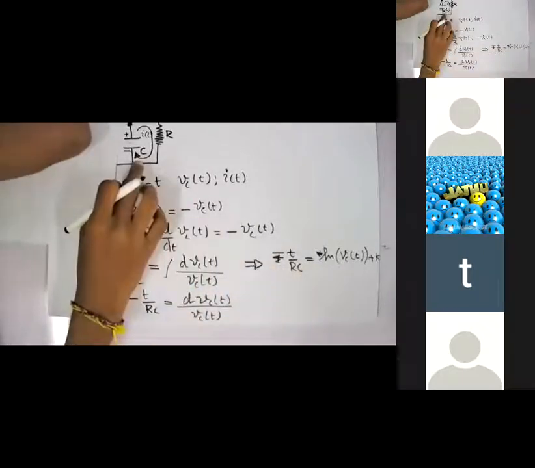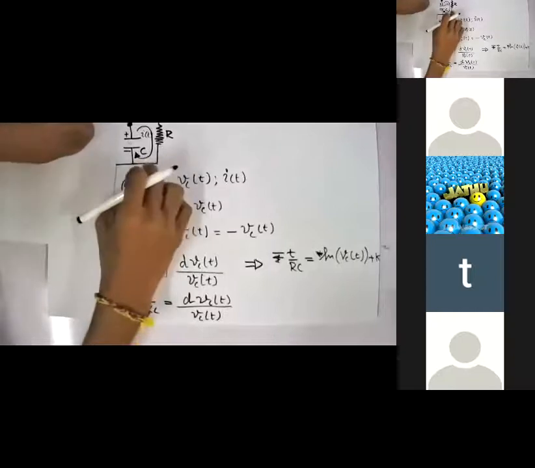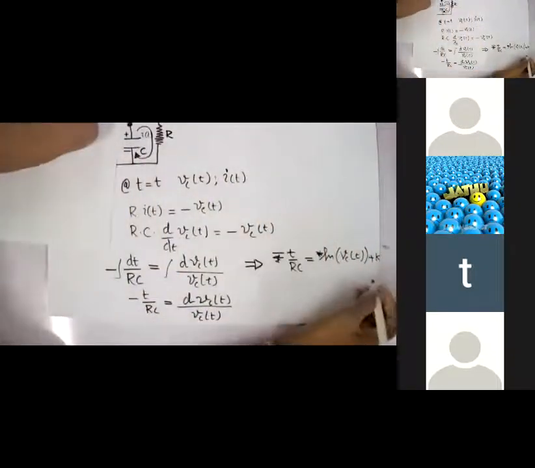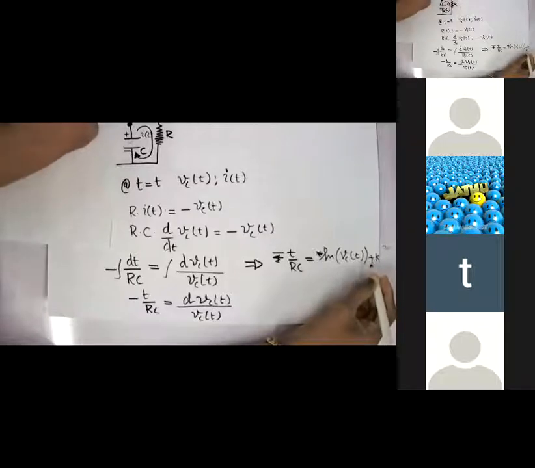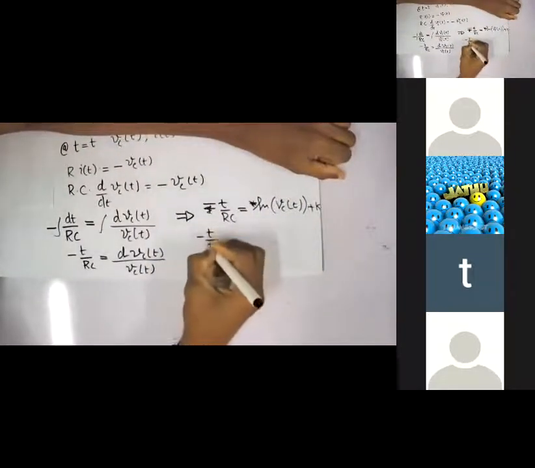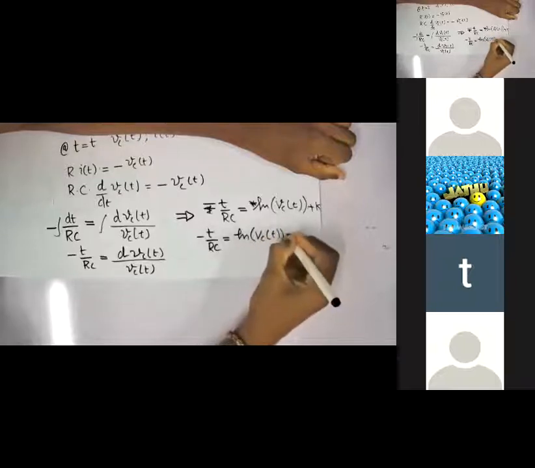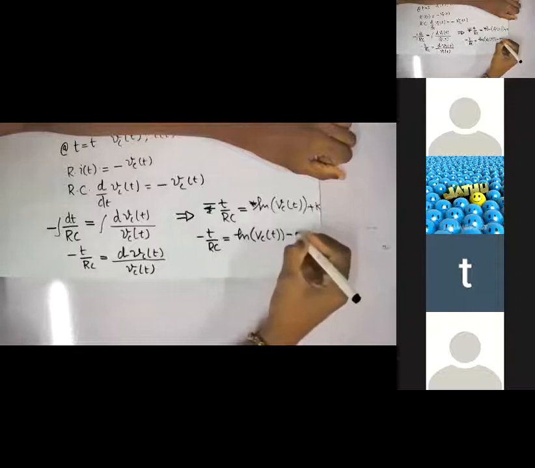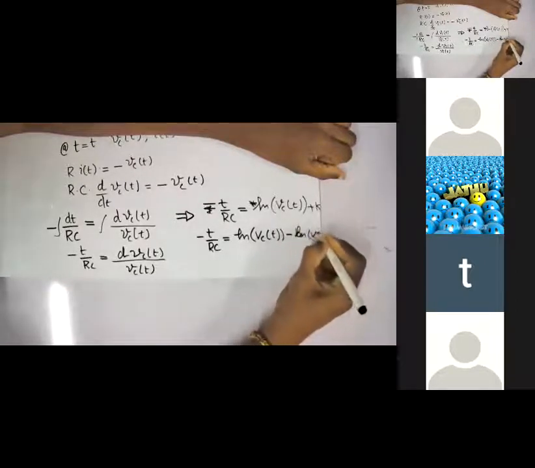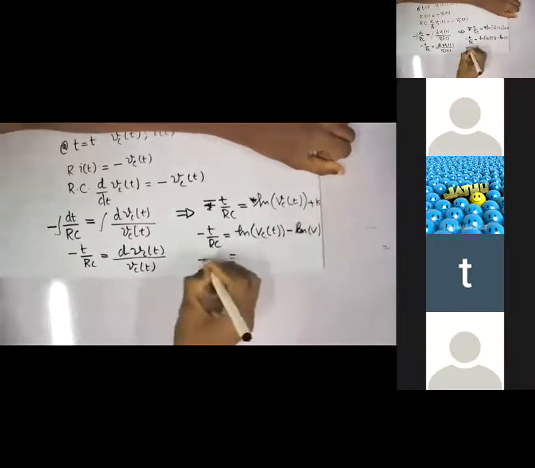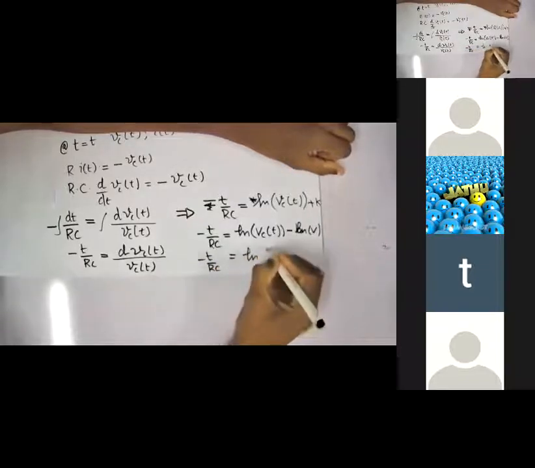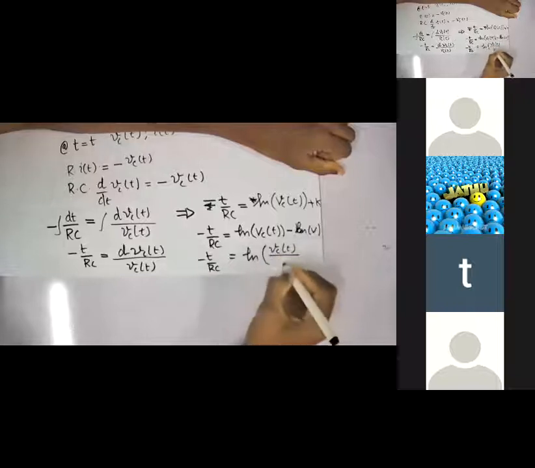Similarly, at t equals 0, the voltage across the capacitor equals V. As we did earlier, k will be, sorry, minus natural log of V. So substitute here, you can write the equation as minus t by RC equals ln of Vc of t minus ln V, the natural logarithm of V. Again, I can combine this, so minus t by RC equals ln of Vc of t divided by V.